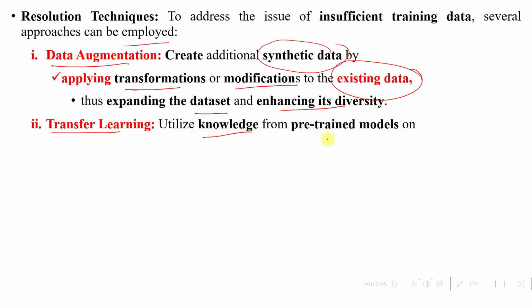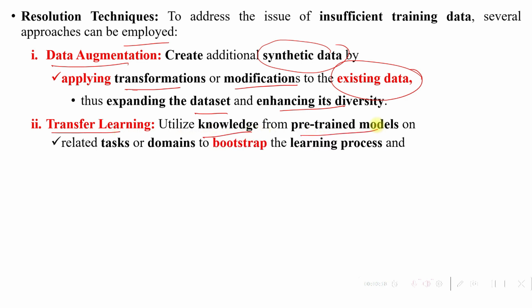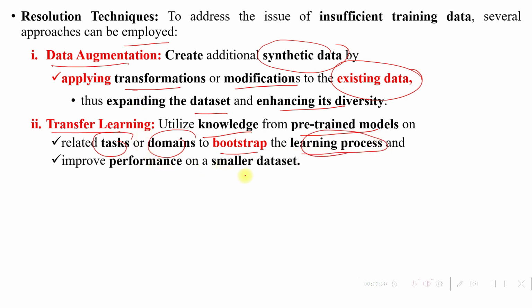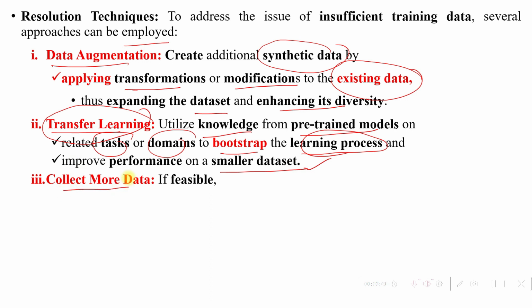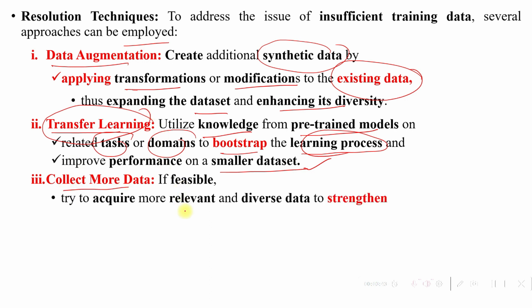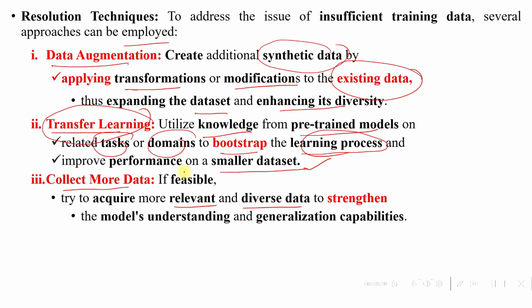Utilize the knowledge from pre-trained models on relevant tasks or domains to bootstrap the learning process and improve the performance on a smaller data set. So by using the transfer learning approach, we can improve the performance on smaller data sets. The third approach is to collect more data. If possible, try to acquire more relevant and diverse data to strengthen the model's understanding and generalization capabilities.